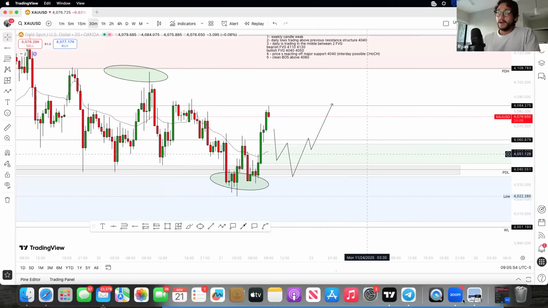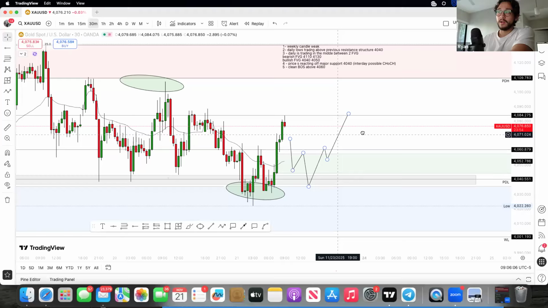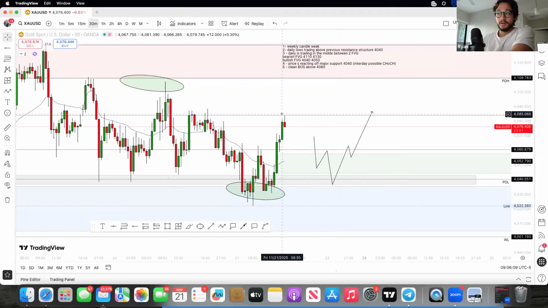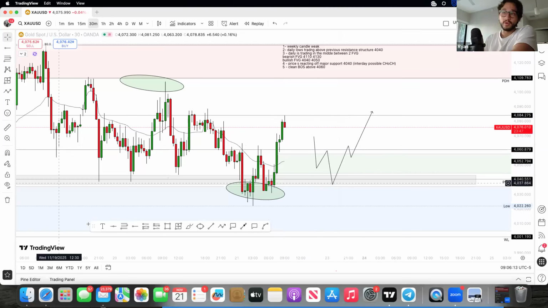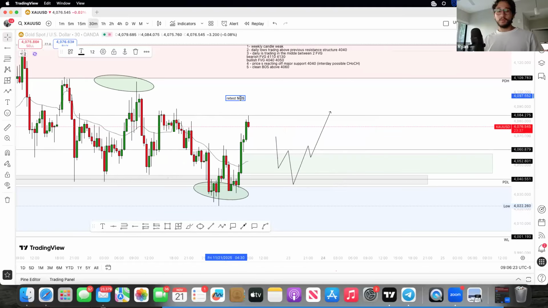So this is something that I teach a lot in the boot camps, right? So we're going to go into number 5, which is rejection and entry. You wait for a clear rejection and a confirmation before we enter a trade. So this is where I explained a lot. Whenever price action has all of this entire setup, we're only waiting for 3 different types of confirmation whenever price action is coming to our areas of interest. First, we're waiting for the retest of the broken structure. In this case over here, the broken structure is 4060.